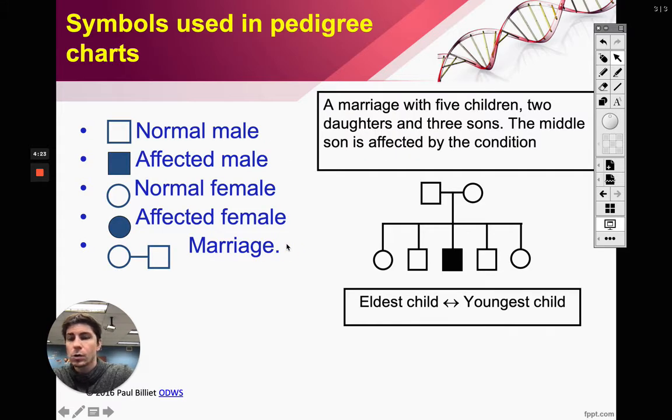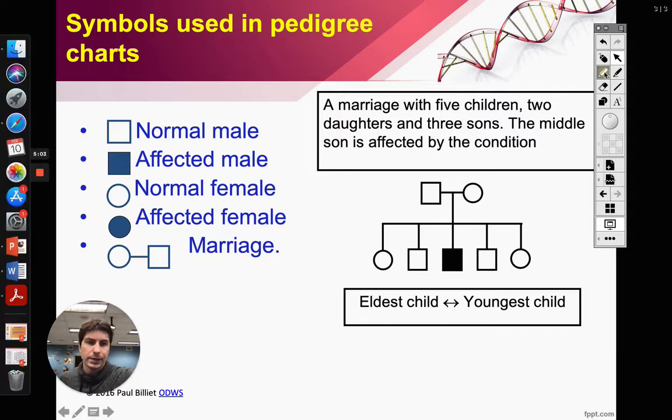So here's how we are going to show who is who. Males are always going to be squares. Females are always going to be circles. If a male is affected by a condition or a female is affected by a condition, they are going to have their square or circle filled in. Sorry for the bell. If we have a line drawn between a female and a male, that means there is a marriage there, today's day and age a little bit different, and they're going to have some kids, okay? So they had kids.